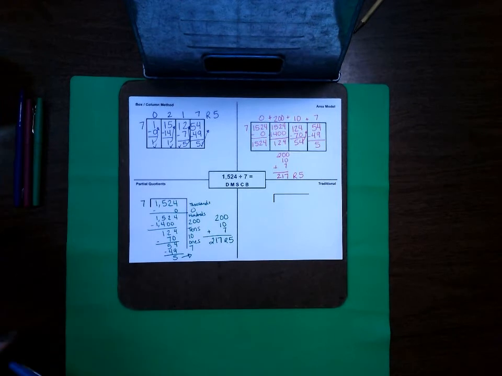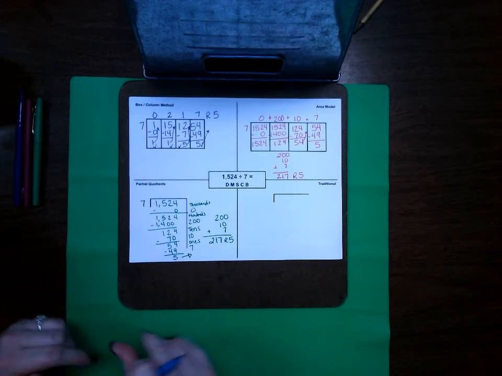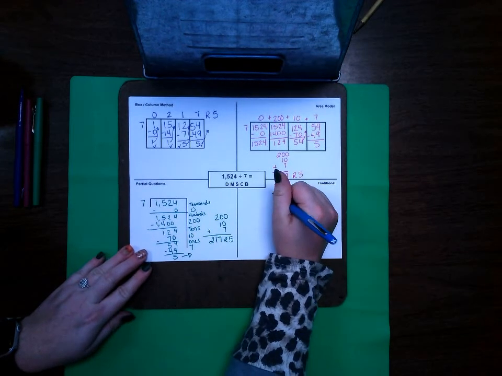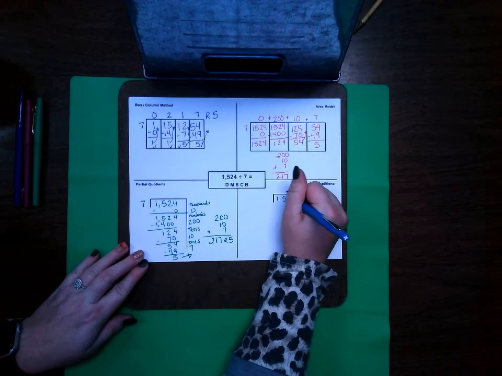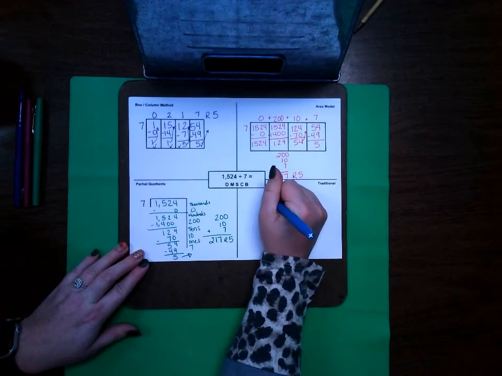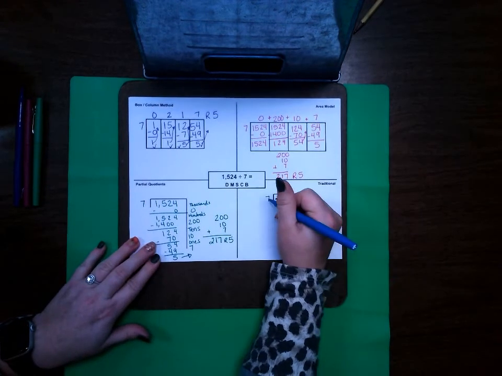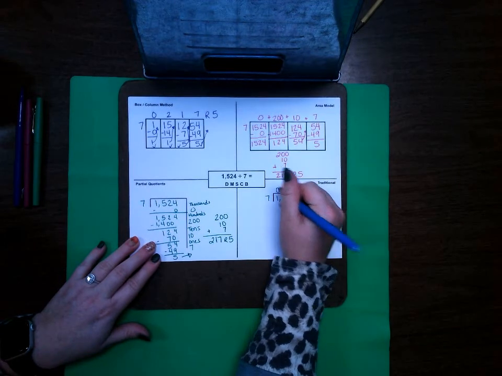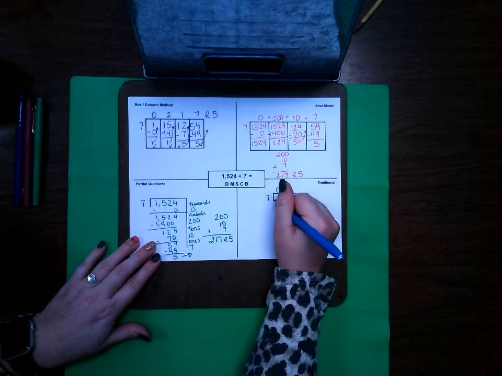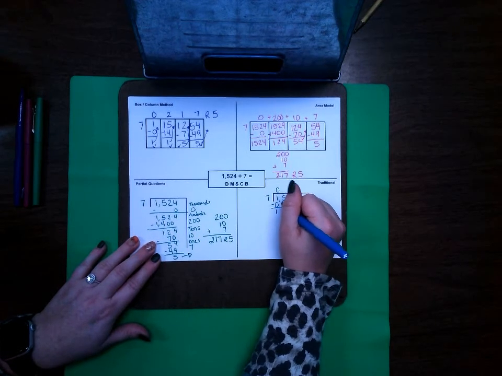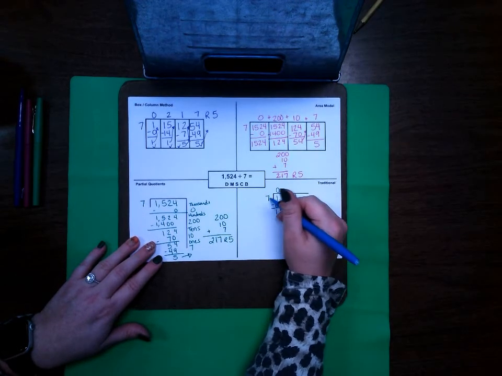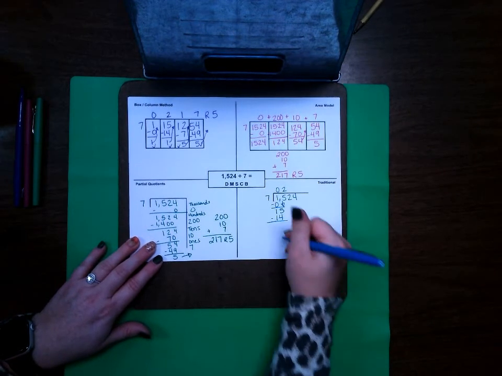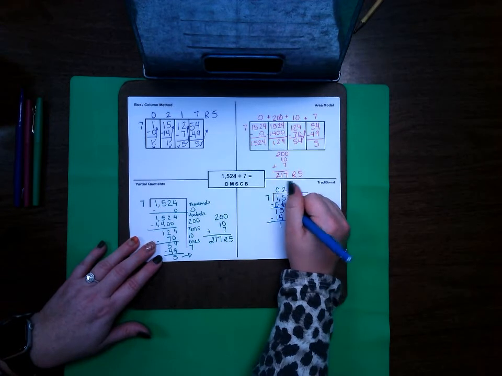And now our last method is the traditional method. This is how I learned and your parents learned. Put my dividend inside my house here, 1,524 divided by 7. I cannot put it into 1. 7 times 0 is 0. Got 1. Bring down that 5. 7 times 2 is 14. I subtract. I've got 1 left. Bring down that 2.